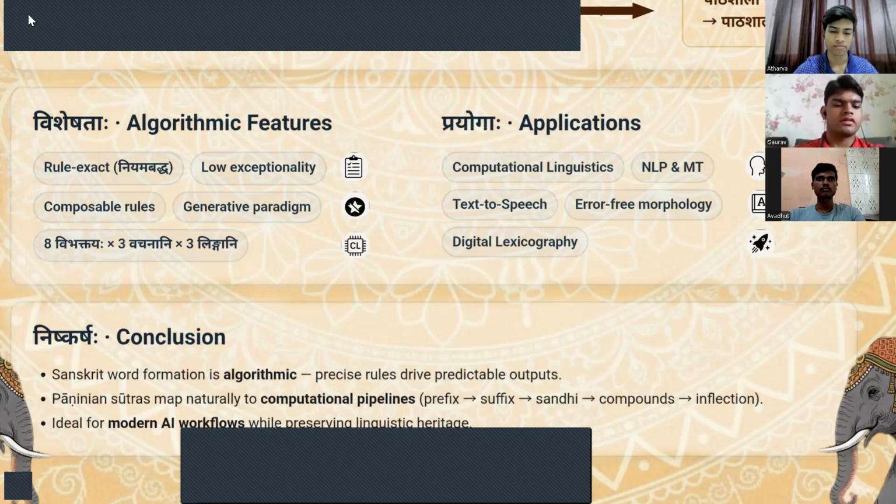So, in conclusion, Sanskrit's word formation system is not just about language, it is about structured thinking. It shows us how precision and creativity can coexist in communication.